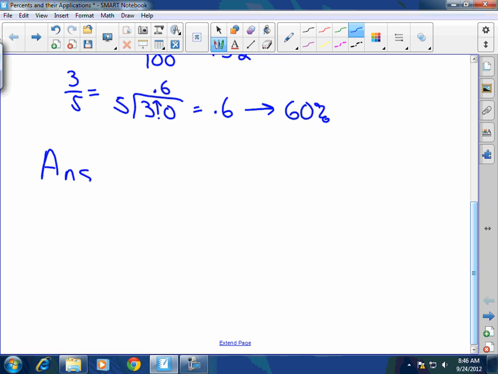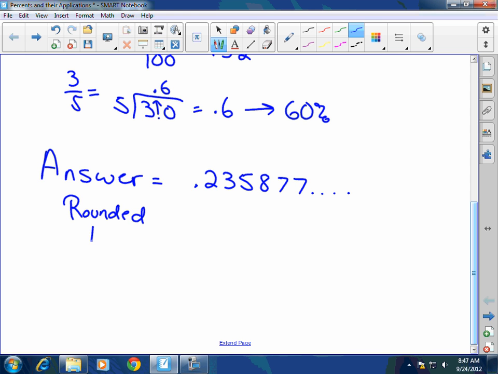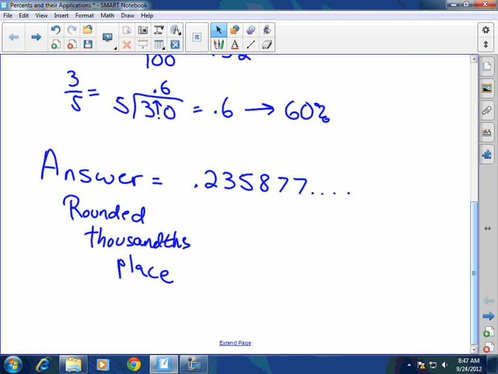Let's say that your answer is 0.23587, and it just keeps going on, right? In this case, we're not going to do that. You want your answer to be the rounded thousands place. So first thing you got to figure out is, what's the 10,000s? Tenths, hundredths, thousandths, 10,000ths. Now you look at the thousands. If the 10,000s is 5 or larger, it goes up and everything else drops to 0. If the 10,000s is less than 5, then it stays the same and everything drops to 0.